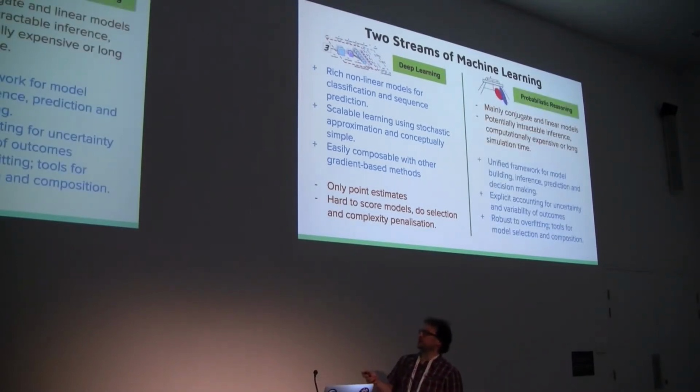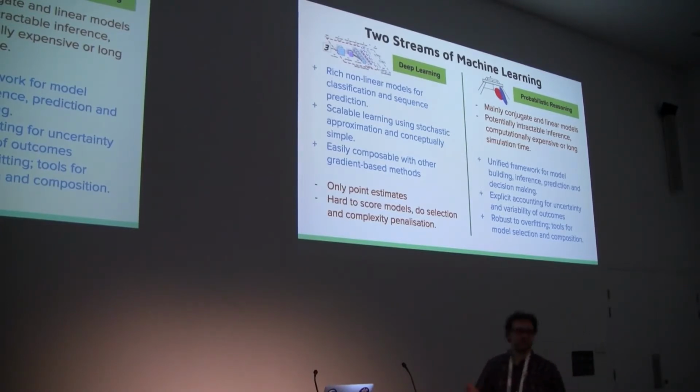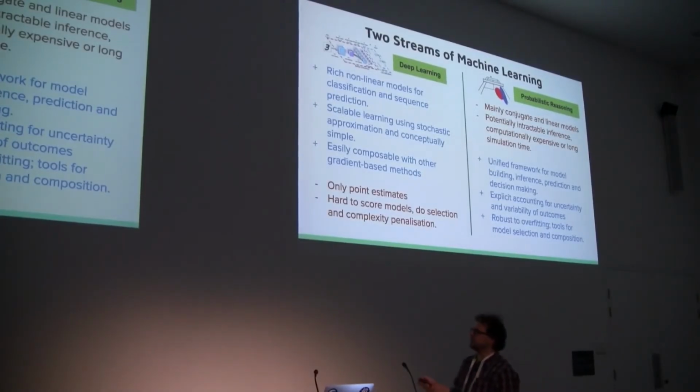On the other hand, we have probabilistic reasoning and generative models that have focused on simple models because they are tractable, because you can compute expectations with them, because you can understand them, we can look inside and open them, and we understand all these coefficients inside them.